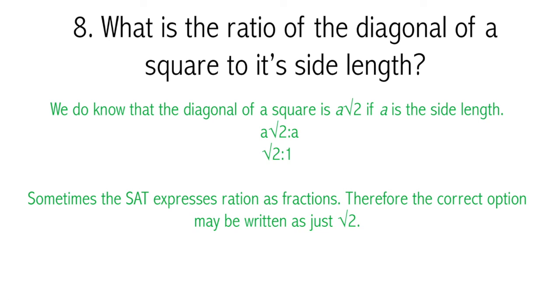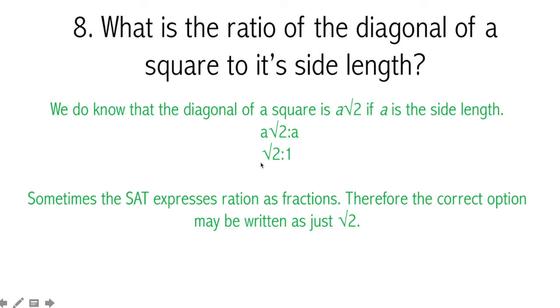So now sometimes the SAT expresses ratios as fractions, and they ignore the 1 in the denominator, because you can write this as root 2 divided by 1, and we ignore the 1 in the denominator. So therefore, the correct option may just be written as root 2. That is the same as this, so do not worry about that.